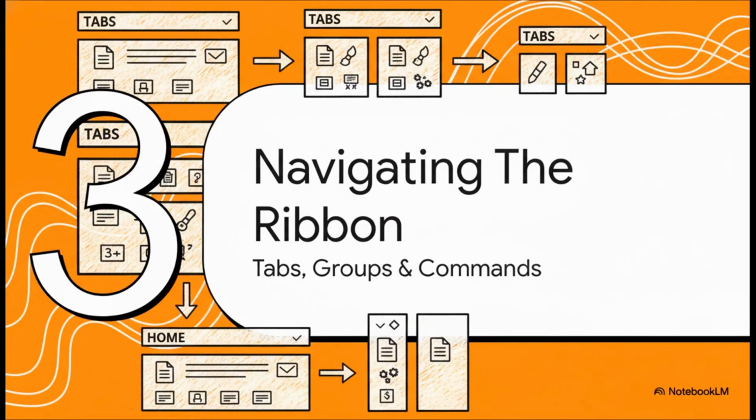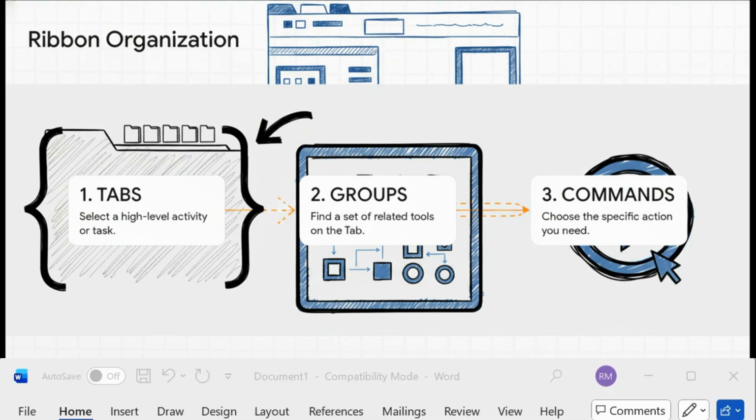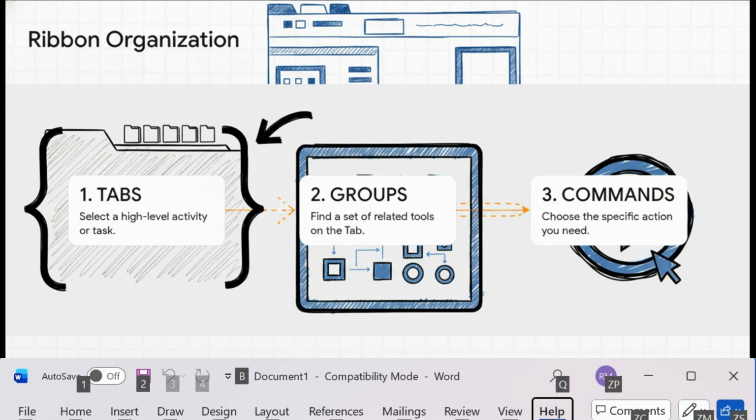Okay, let's break down the ribbon itself. I know it might look a little overwhelming at first, but it's organized into a really simple 3-level system. And once you get it, you'll be finding things incredibly fast. So here's the flow. It's always a 3-step process. First, you pick a tab at the top based on what you're doing, like page layout. Second, you look for a logical group of tools on that tab, like page setup. And third, you pick the specific command you need, like margins. That's the whole system. Tabs, groups, commands.